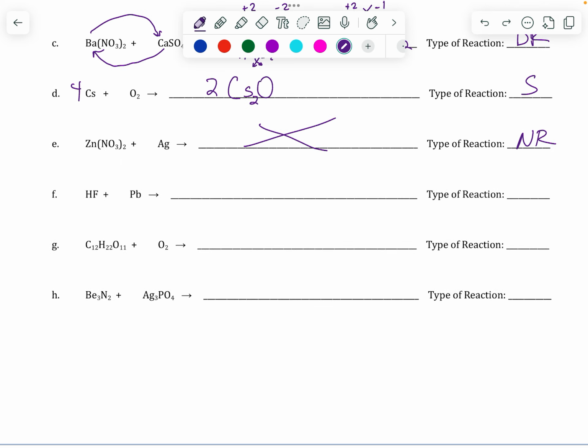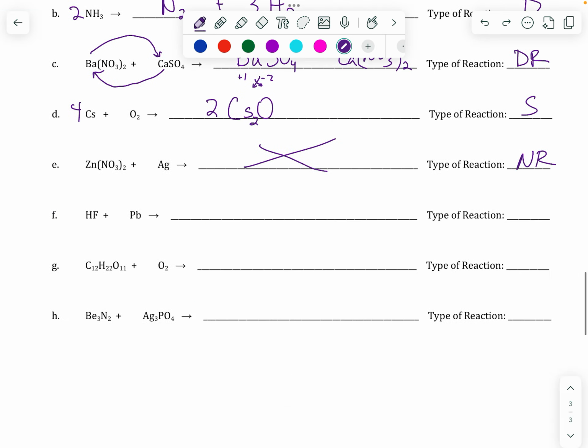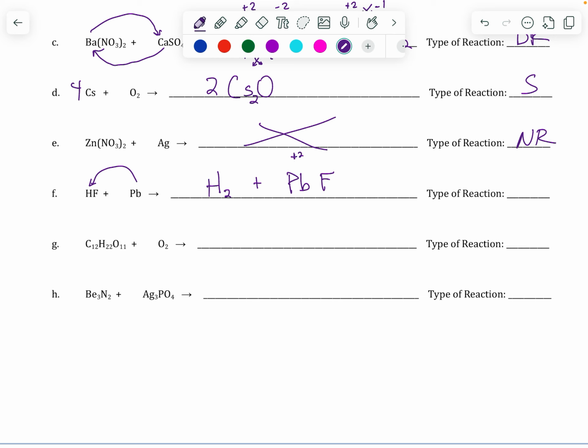In this case, this is another single replacement, right? A compound and an element. So I go up. Is lead more reactive? Lead is more reactive, which means this does happen. So lead kicks hydrogen out. Hydrogen is now by itself, and because so, it needs to exist as a pair. And lead is now with the fluorine. Lead's a +2. Fluorine's -1. And we get our formula there.